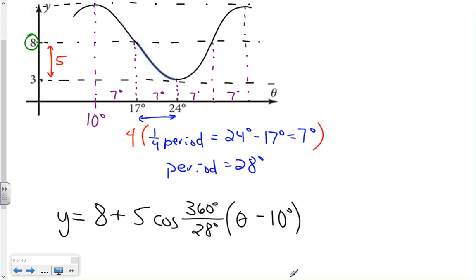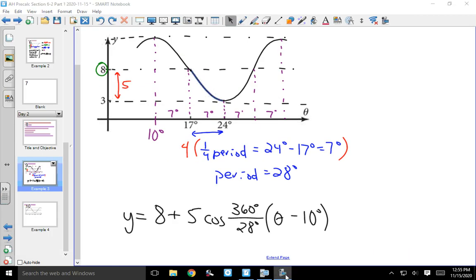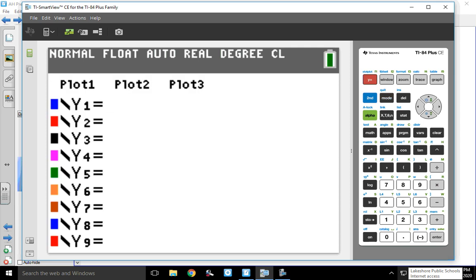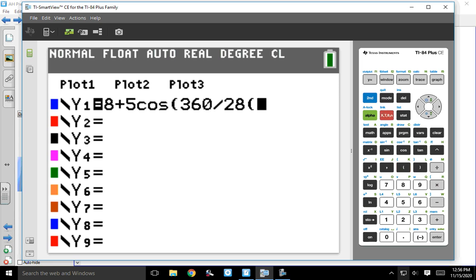They said write the equation, then plot it on your grapher. So let's grab our calculator and try sketching that. With your calculator, again, make sure you are in degree mode. If you're not, get switched over to degree mode. Go to your y equals menu, and we'll put in our equation. We have 8 plus 5 times the cosine of 360 divided by 28. Again, you can simplify that, but I like leaving it in that form because when I look at that quantity b, the denominator is the period. When it's in the form of 360 divided by some number, that number is the period. And then x minus 10 degrees is what we found for our phase displacement.